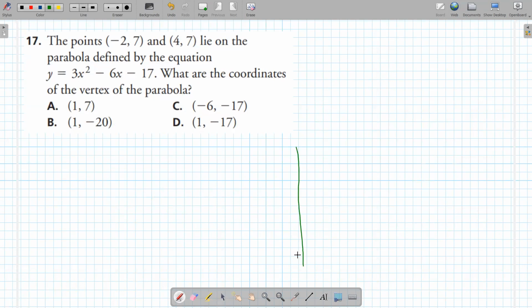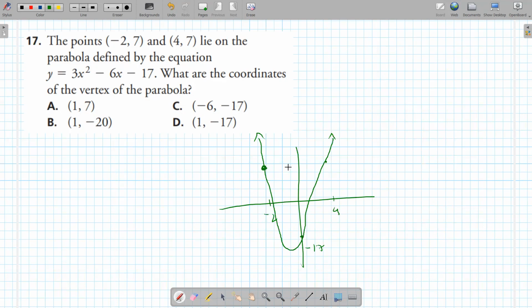Another one, you have a quadratic, a value is 3, means it's opening up. And they've given us some points, -2, 7, and 4, 7 as well. And it's asking us for the vertex. Now remember, you can find the h value of the vertex by finding the midpoint of the x-intercepts or any other coordinates where the y values are equal.